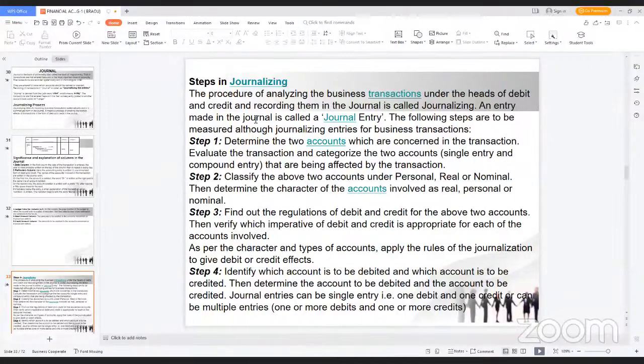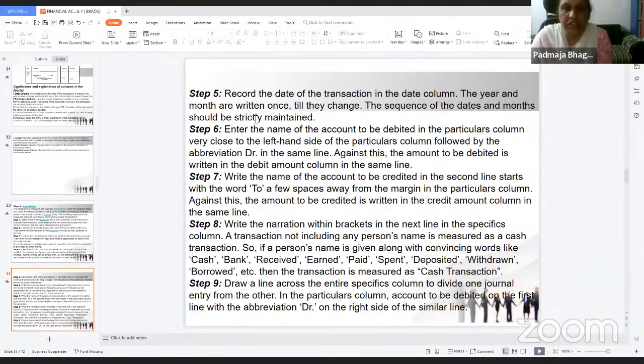Yes, ma'am. Next, in the fifth step, you have to record the date. If you are not mentioning any date, you can also omit it. In the date column, you record the date of the transaction. And the year in which you are purchasing must also be written.